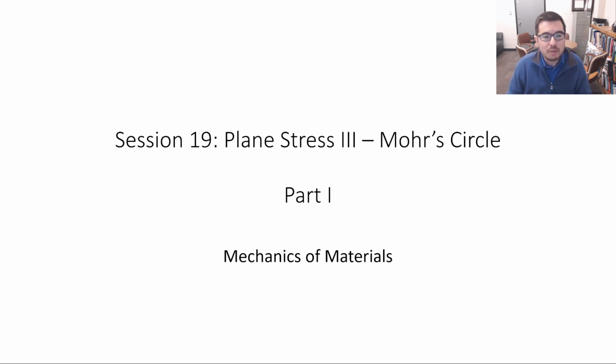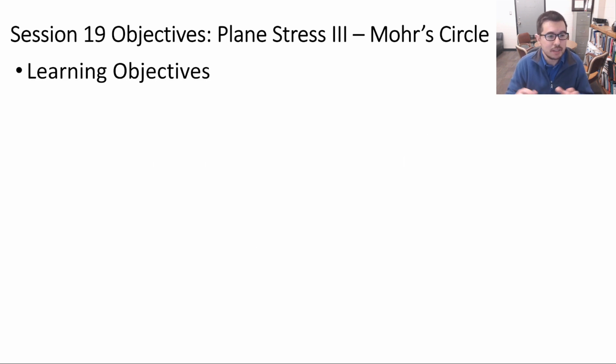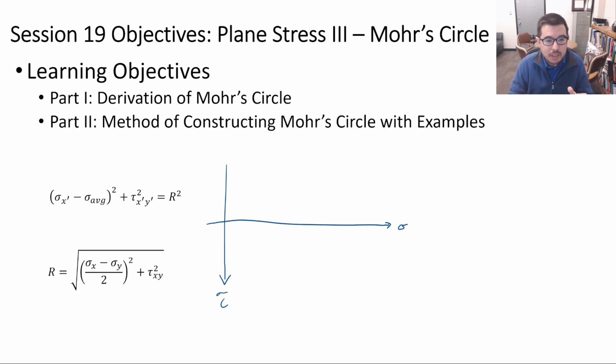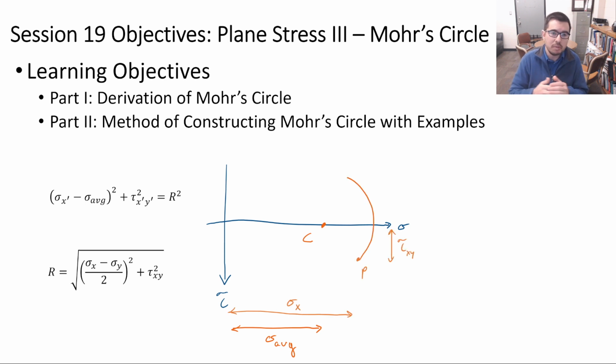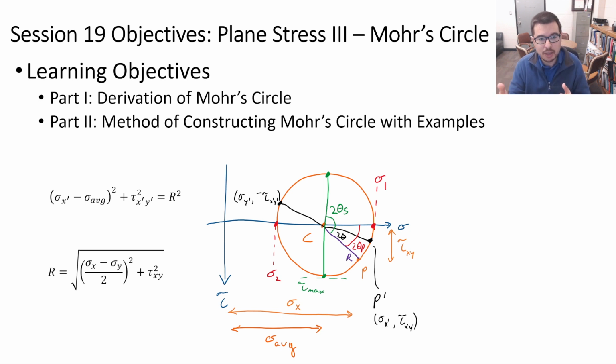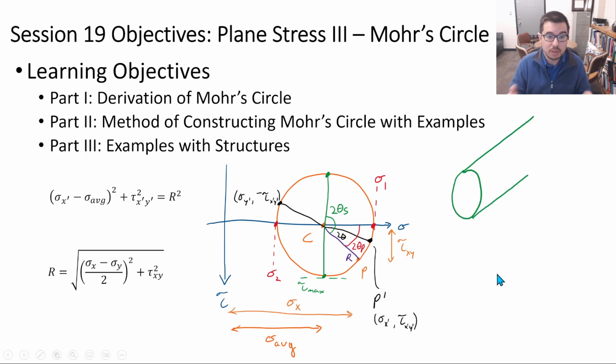And once we're done with this session, we will have covered how Mohr's circle is derived, its method of construction with some examples. So part 2 will focus on elements, material elements that we can rotate and transform to be able to look at in-plane principal stresses and max in-plane shear stresses. And the third part will focus on examples with structures.